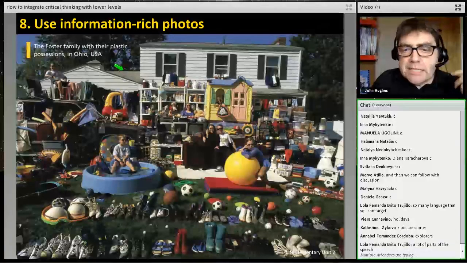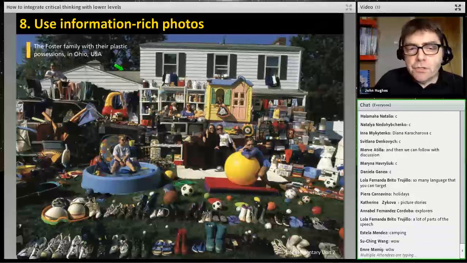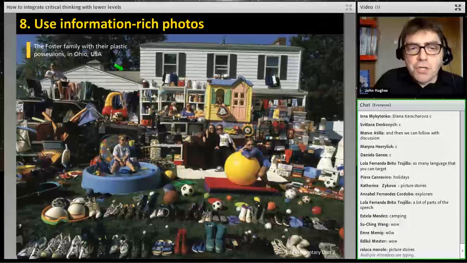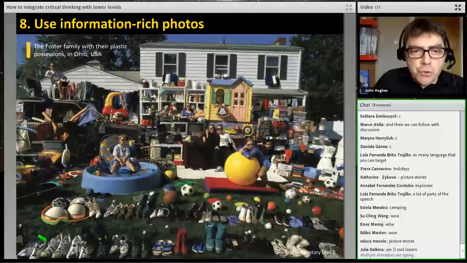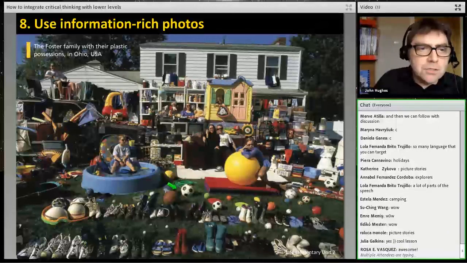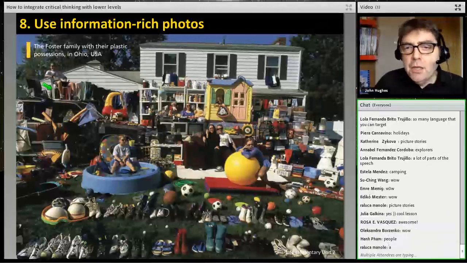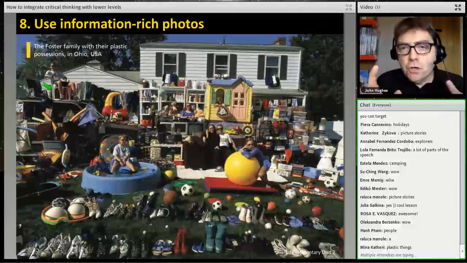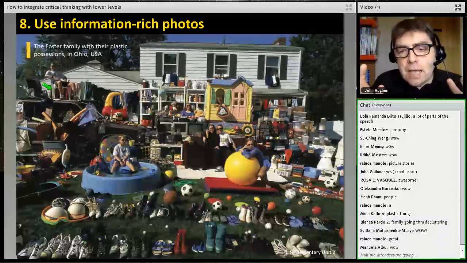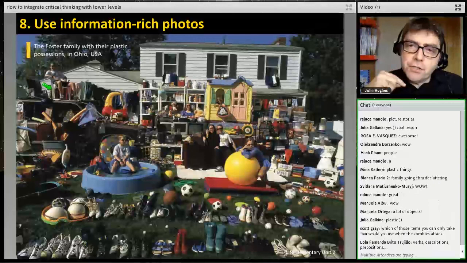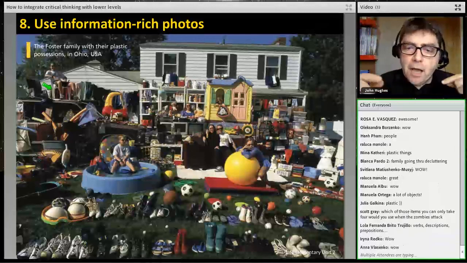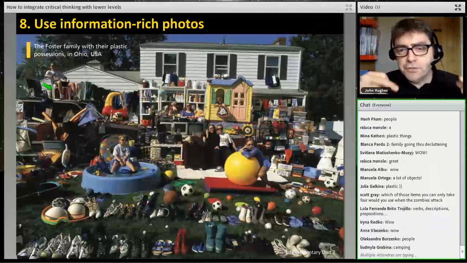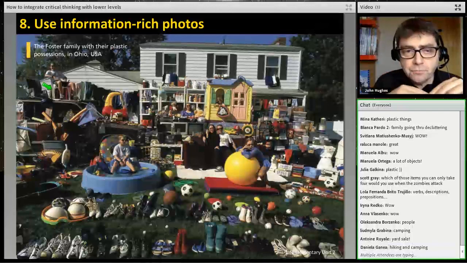And you can see why it's information rich. It still has objects. It has shoes, it has balls, it has chairs, it has different possessions. But the pictures are in context. And so now, instead of just teaching vocabulary, I can start to ask students questions.